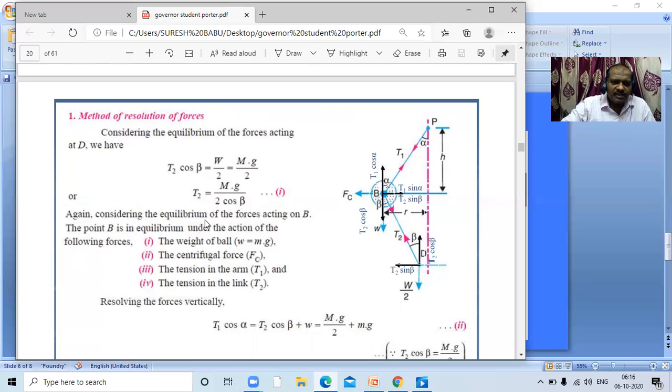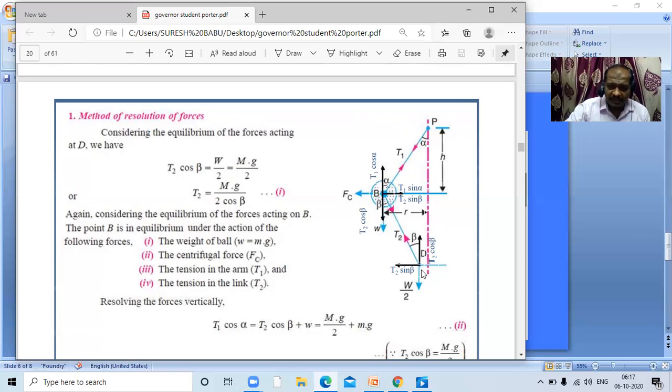Next, considering the equilibrium of forces acting at B. At B, the centrifugal force Fc is acting horizontally in direction. T2 is acting with respect to angle beta. T1 is acting with respect to alpha, and the weight of the ball is acting downwards. The weight of the ball is small w equal to mg, the centrifugal force is Fc, the tension in the arm, the upper link, is T1, the tension in the lower link is T2. So I think that is clear.